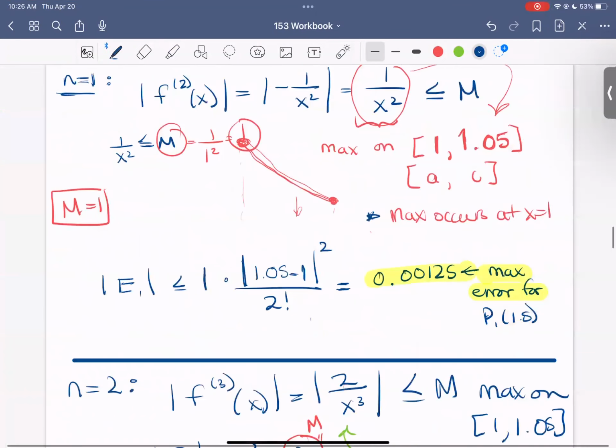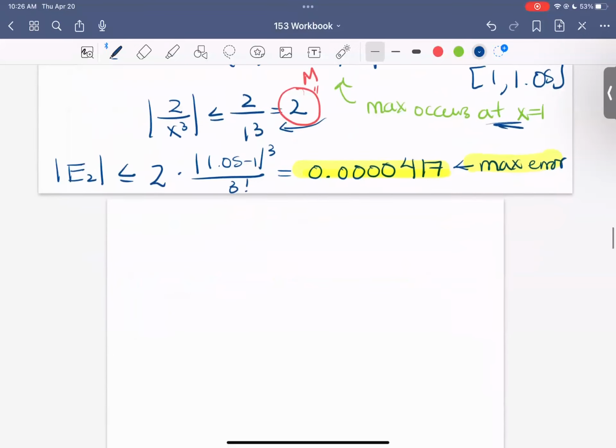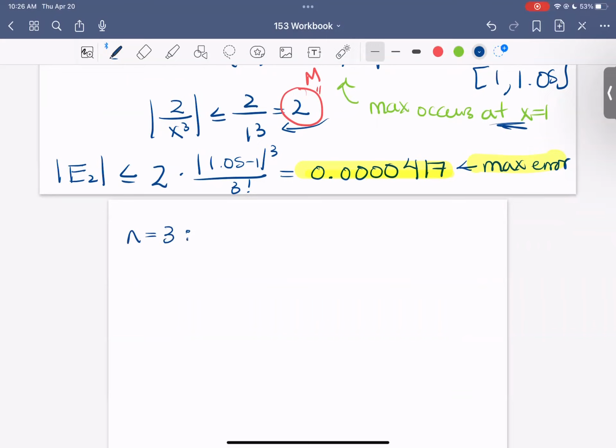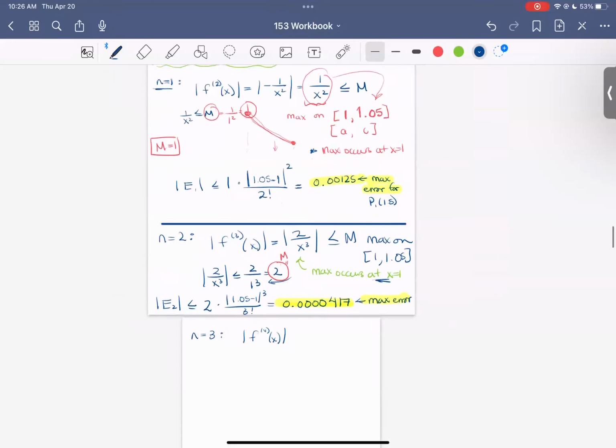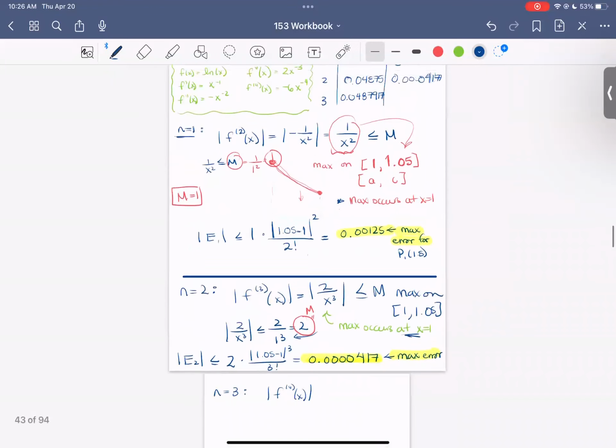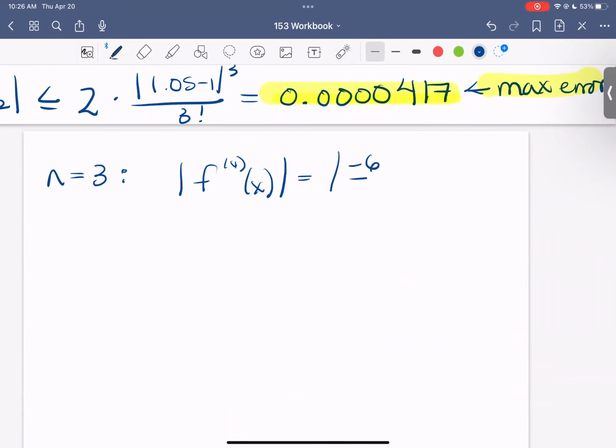So now we just have one more to do. And at this point, we're probably becoming pros at this. So now we're looking at n equals 3. We need to look at the fourth derivative of f of x. So what did we compute for the fourth derivative? That was negative 6 over x to the fourth, which is just equal to 6 over x to the fourth. So we need to find the maximum there on the interval from 1 to 1.05.